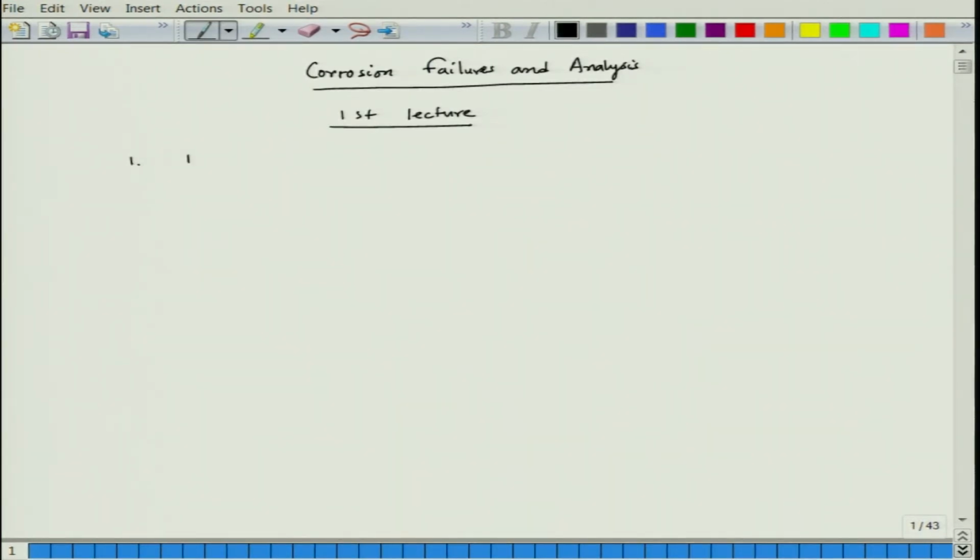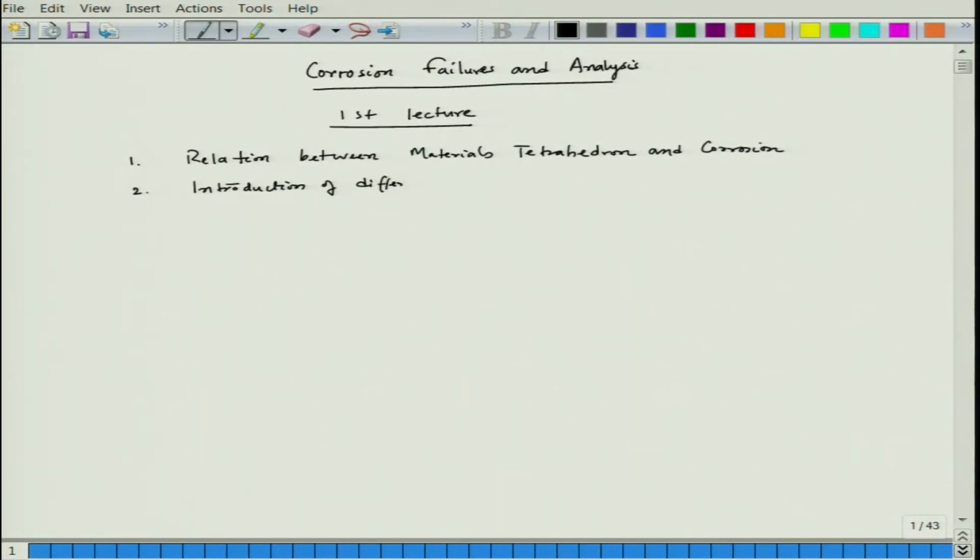One is the relation between materials tetrahedron and corrosion, and the second part will introduce different forms of corrosion, rather we will just name those forms. Different forms of corrosion.